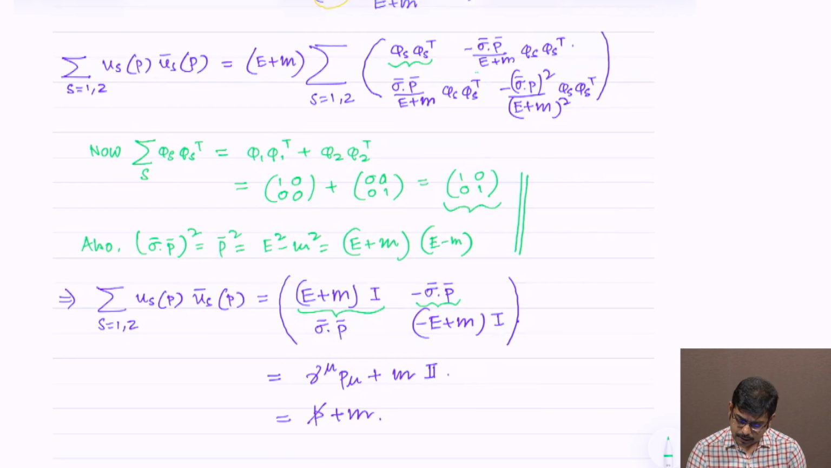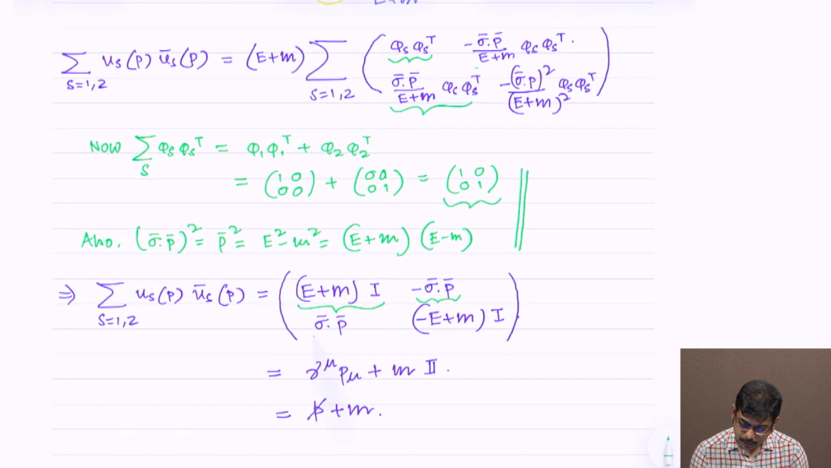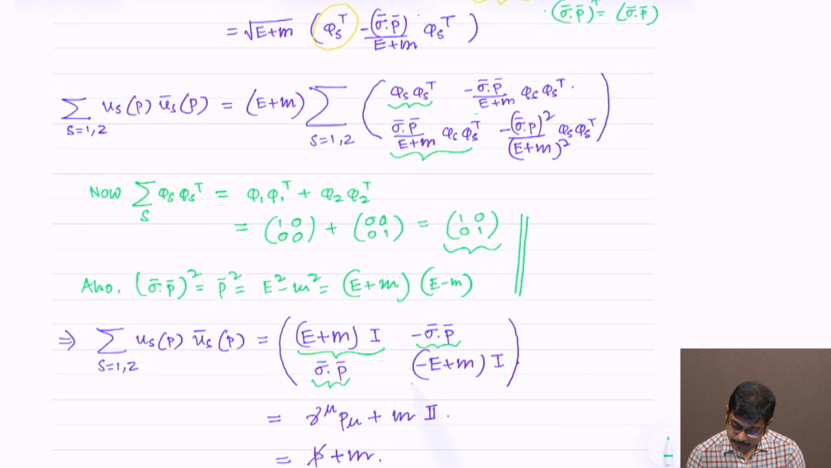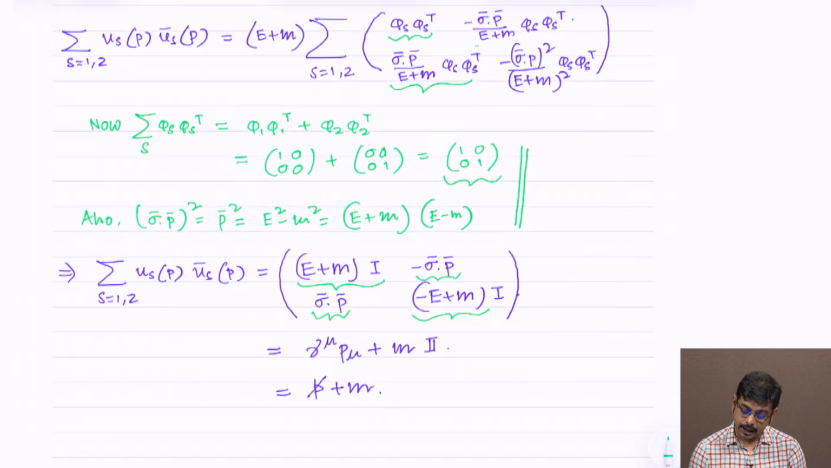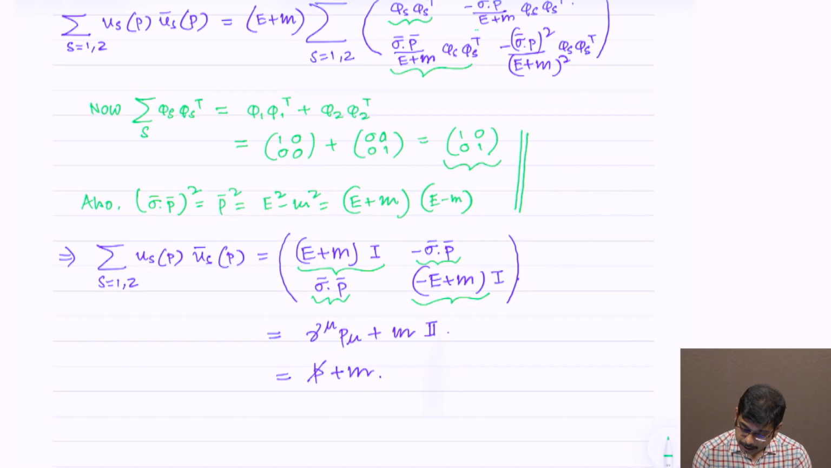Identity matrix, there is no need to write it here. In this entry, what happens is that E plus M gets cancelled, and you have once again sigma dot P. And in the last one, your E plus M whole square, there E plus M gets cancelled, with essentially minus E plus M into I. And now if you inflate this, you can see that this can simply be written as gamma mu P mu plus M into the identity matrix of 4 cross 4 dimension, and that is nothing but P slash plus M.